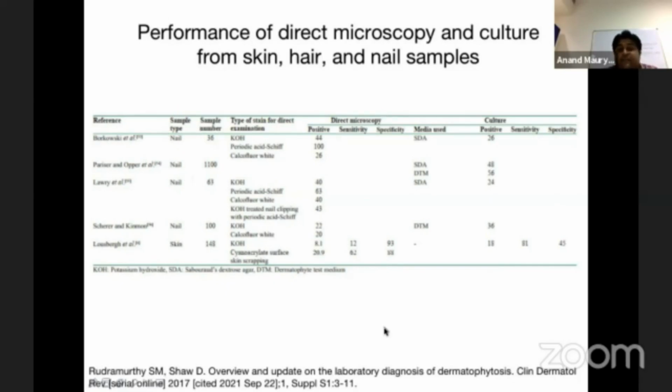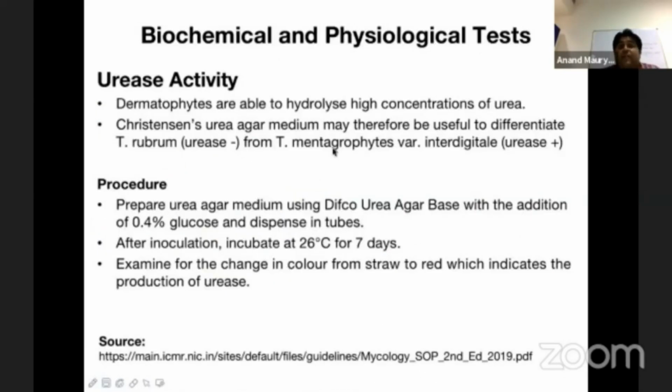Now coming to some of the biochemical and physiological tests, which are very helpful in identification. In the case of dermatophytes, they are also able to hydrolyze a high concentration of urea. This is very helpful to differentiate T. rubrum and T. mentagrophytes. T. rubrum is urease negative, and T. mentagrophytes is urease positive.